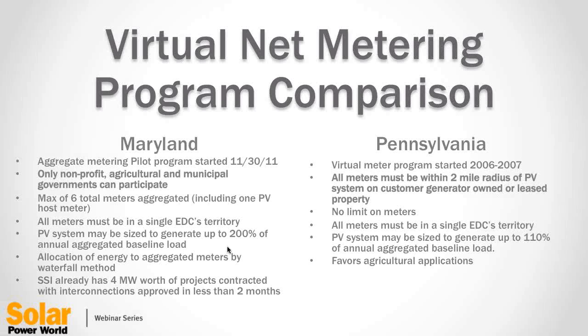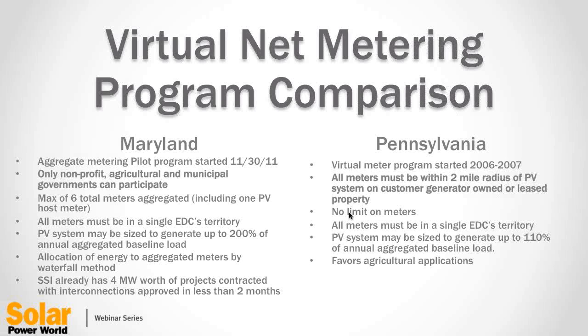In Pennsylvania, they have a program that has some similarities, but also some significant differences. Their program started several years ago, primarily about the same time as their net metering program was accepted, which was a little bit progressive of them and somewhat unusual for a lot of other states where aggregate metering or virtual net metering comes in later. All the meters in this case have to be within a 2-mile radius of the PV system or the customer generator owned or leased property. And there's no limit on the number of meters, which is interesting.